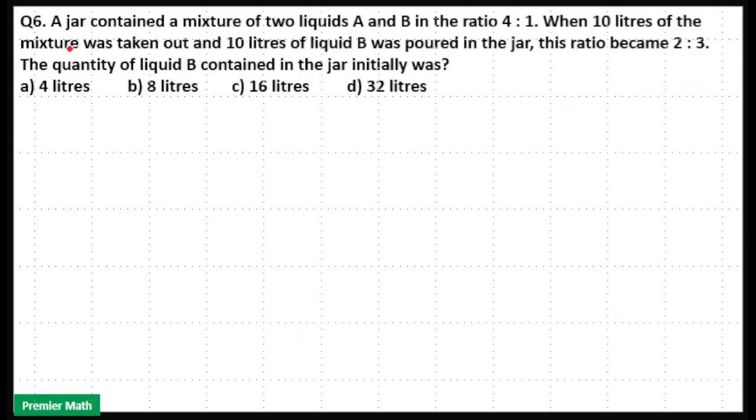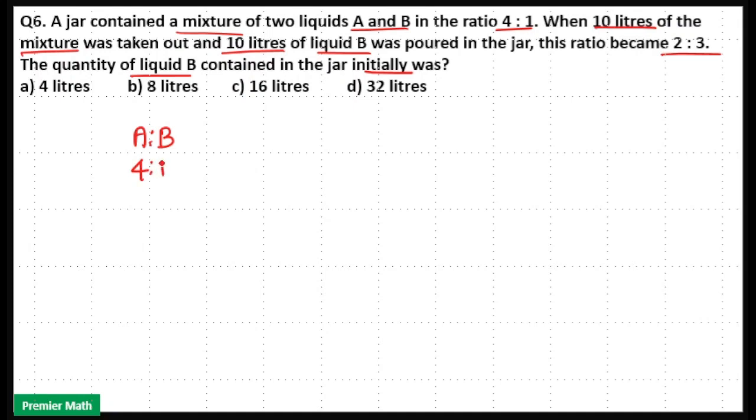Next is question number 6. A jar contains a mixture of two liquids A and B in the ratio 4:1. When 10 liters of the mixture was taken out and 10 liters of liquid B was poured into the jar, this ratio became 2:3. The quantity of liquid B contained in the jar initially was. So there is a jar containing a mixture, and the mixture contains liquid A and B in the ratio 4:1.